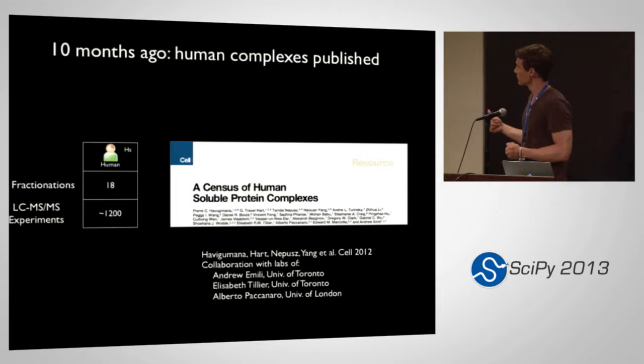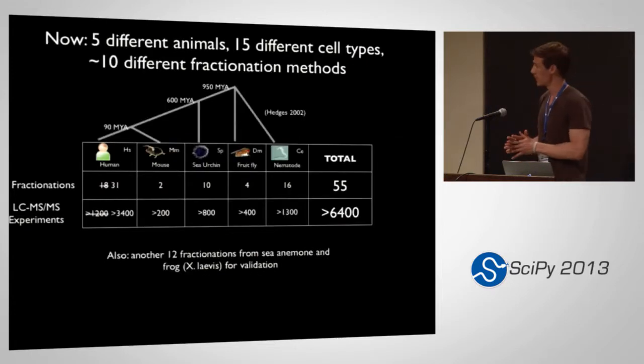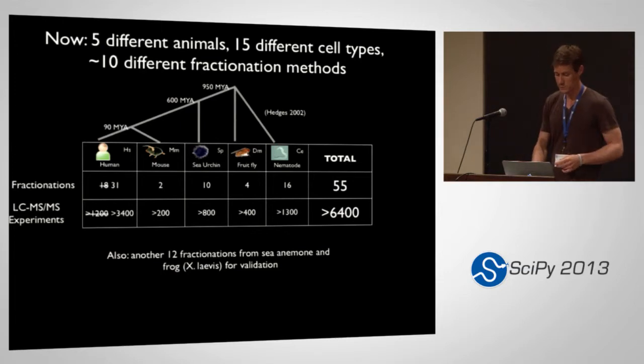So this was published a little under a year ago for just some human data that we had. So about 18 different fractionations with a couple of different human cell lines. And this is a collaboration with several different groups, including Andrew Emili in Toronto. And we've kept going from there. In Toronto and here, we've been getting more samples from more species. We now have data from humans, mice, sea urchins, fruit flies, and worms. And so we just have a lot of data across a lot of species now.